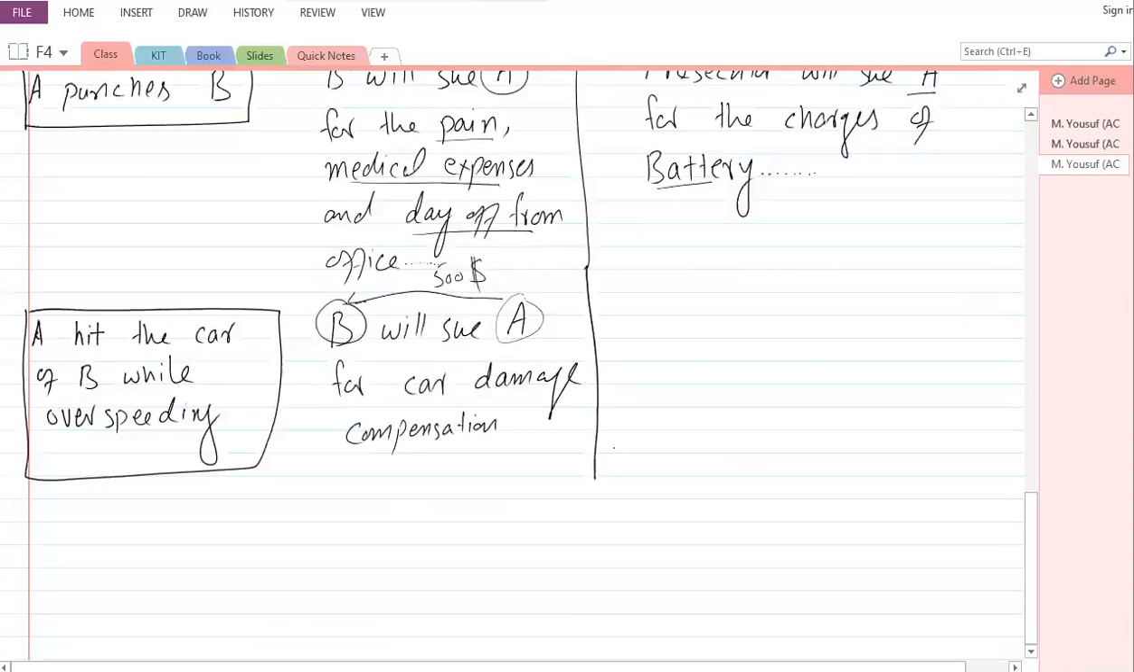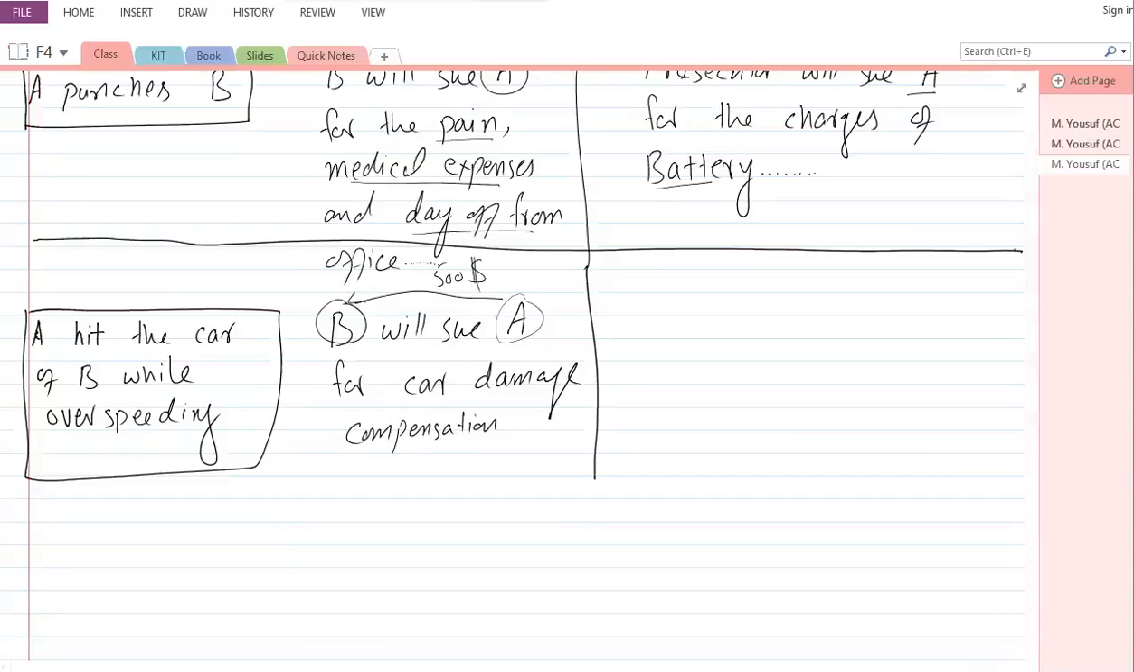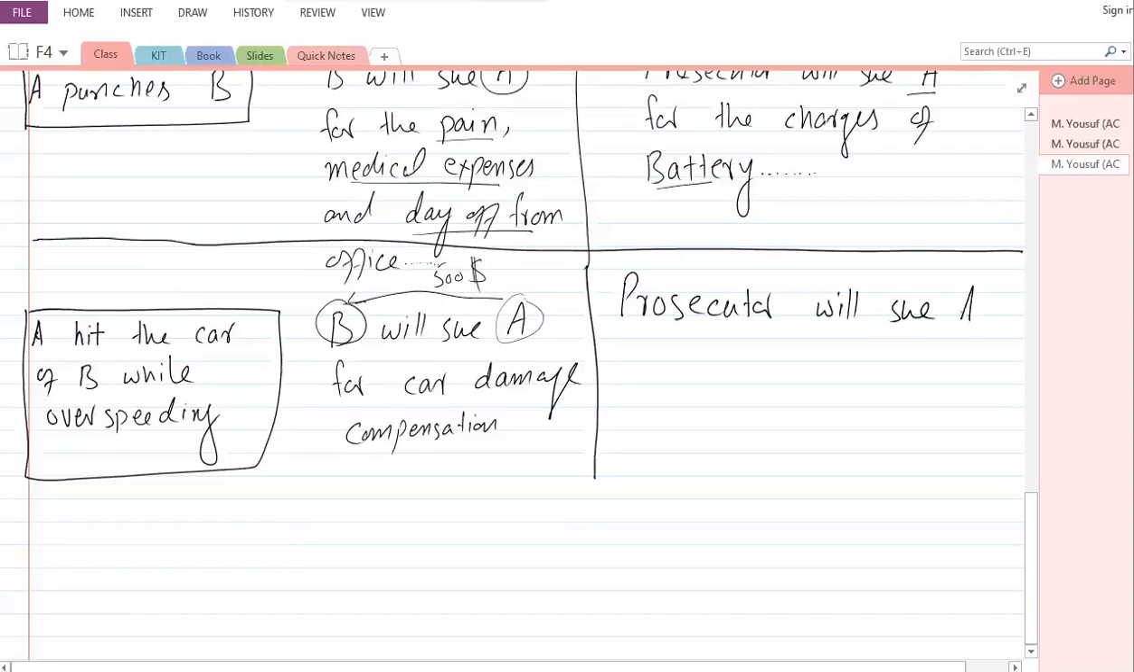But there is another case here, and that is a case of a crime. So overspeeding is prohibited by law, by traffic rules and regulations. So he has violated the rules of traffic regulations. So what will happen? Prosecutor will sue A for the charges of overspeeding.